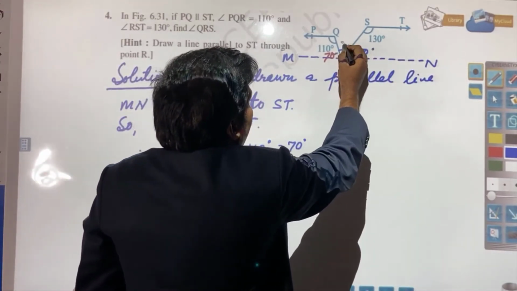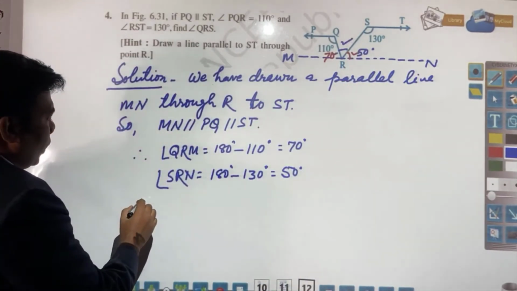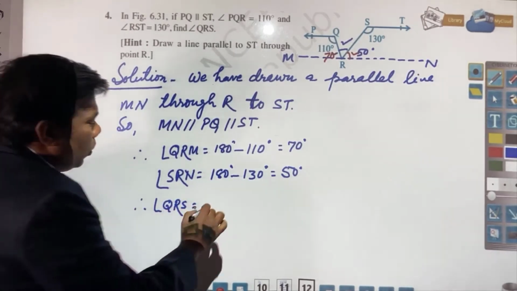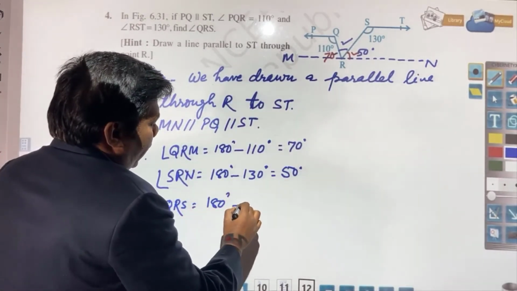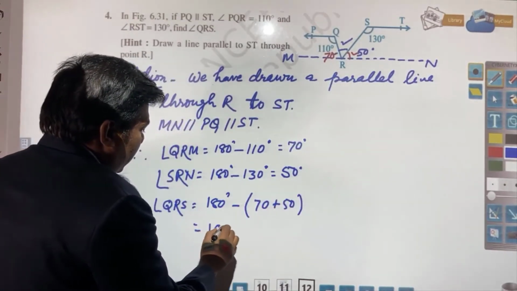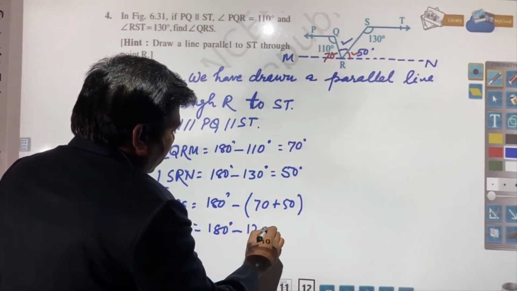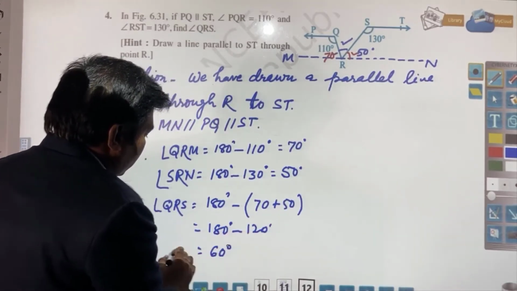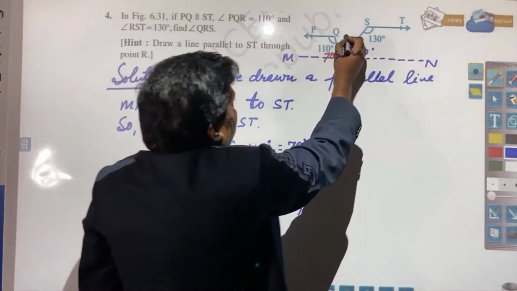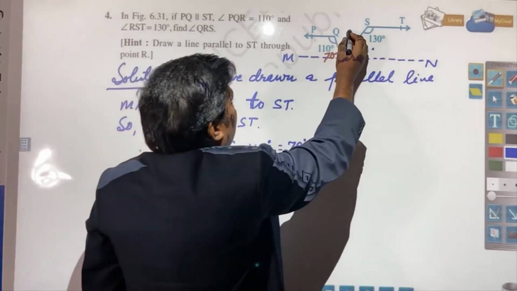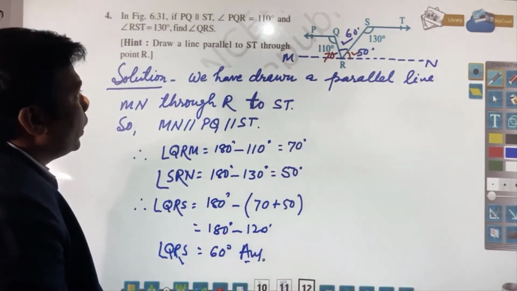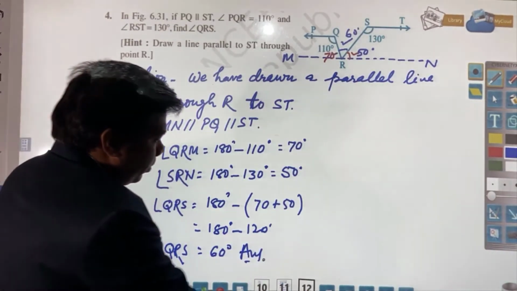Now you see this angle you have to find out finally. So therefore angle QRS will be equal to 180 degree minus (70 plus 50). And this will be 180 degree minus 120 degree, and this will be 60 degree. So angle QRS will be 60 degree. So this you have got and this will be your answer. So in this way this is required to be done.